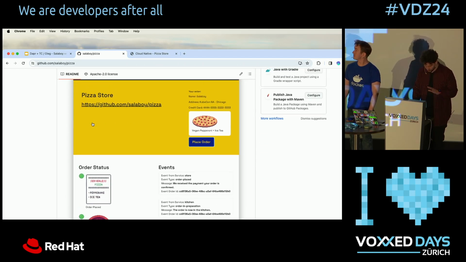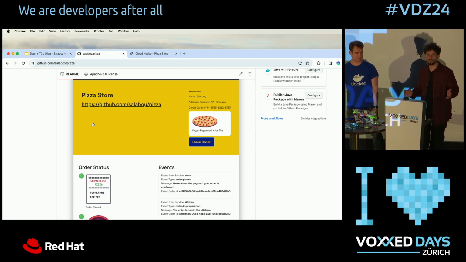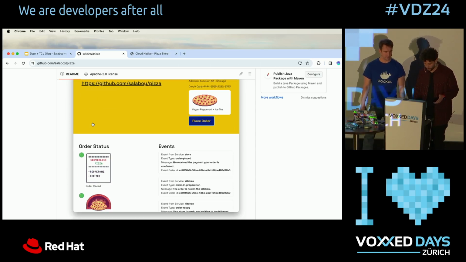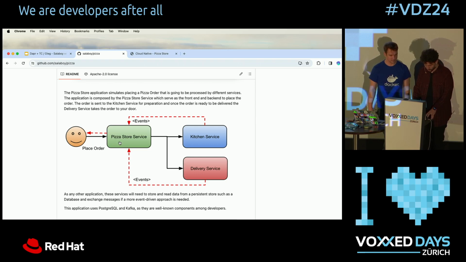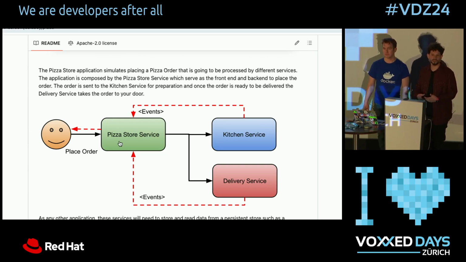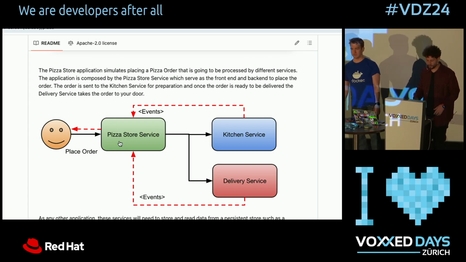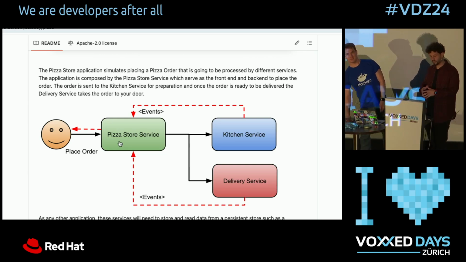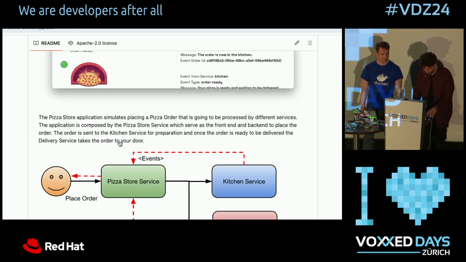The application is pretty simple. Again, it's just for demonstration purposes, but we wanted to highlight a normal application that will have a bunch of services. They are communicating between each other using events, but also they are storing some data in a persistent storage like a database or like a key value store. So the application architecture is pretty simple, and let's see how the application works.